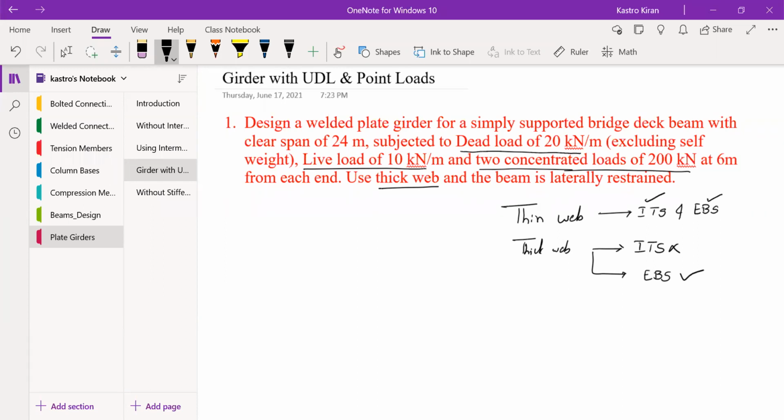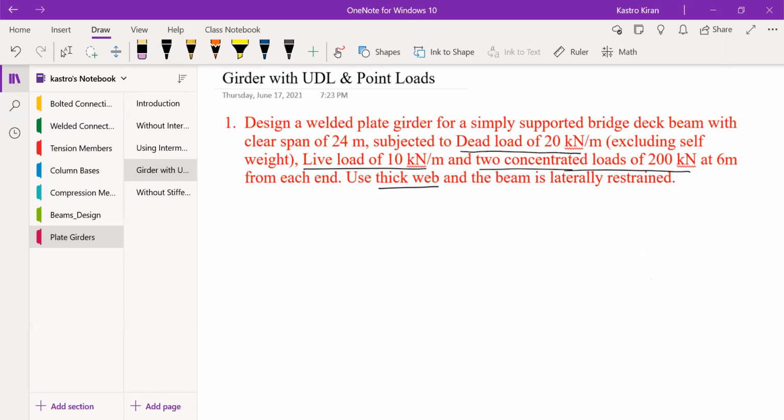So from this, you clearly know that you are going to design only the end bearing stiffener, not the intermediate transverse stiffener. So our problem will be focusing on the design of the end bearing stiffener. That's how you have to identify which type of stiffener you're going to use for the problem. Okay, so I hope it is clear.